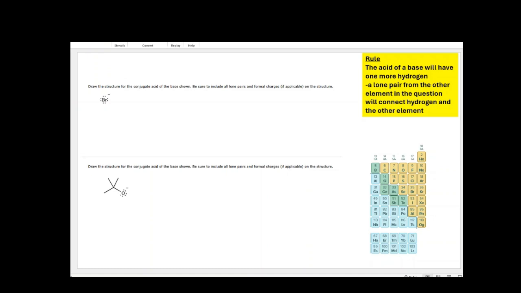Next, I'll be showing you how to solve the ALEKS problem. Draw the structure for the conjugate acid of the base shown. And what ALEKS is asking is that we be sure to include all lone pairs and formal charges if applicable on the structure.